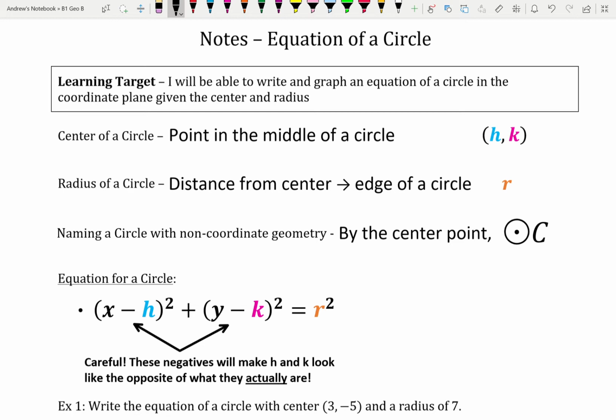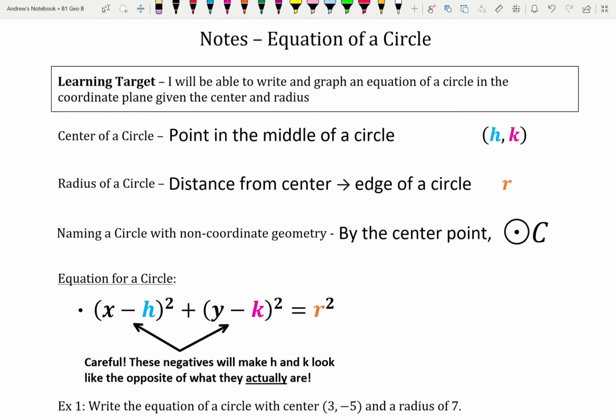And then you might remember from geometry A, naming a circle with non-coordinate geometry, just like naming it when it's kind of flying out in space. You name it by the center point, and you do this little piece right over here, where you've got a circle with a dot in the middle representing the center, and then you're naming it by that center point. So for example, if I had circle C, that means that C is the center of my circle there.